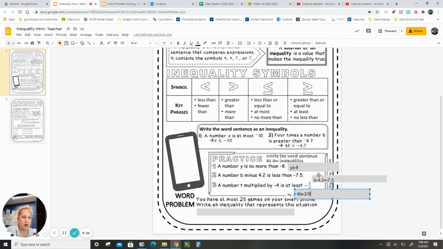Okay, I have gotten the answers to these typed in, so check your own, make sure that they are right. Now we're going to try the word problem. I figured we'd try that together.